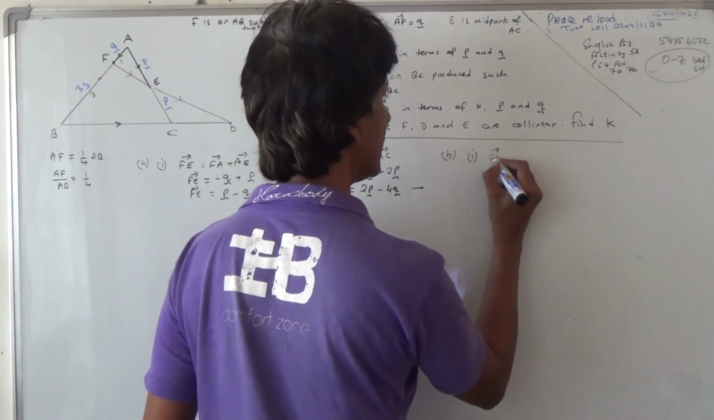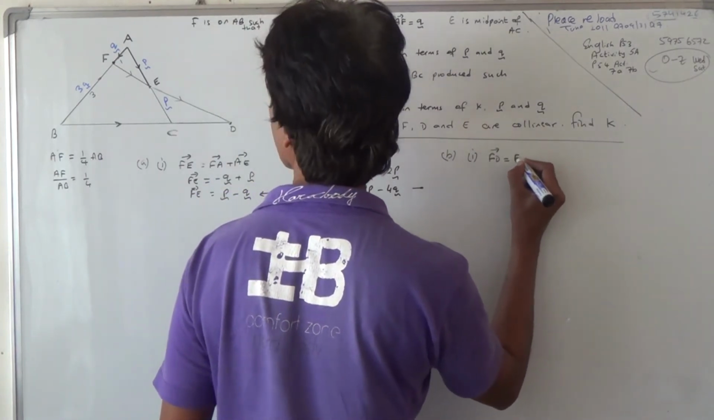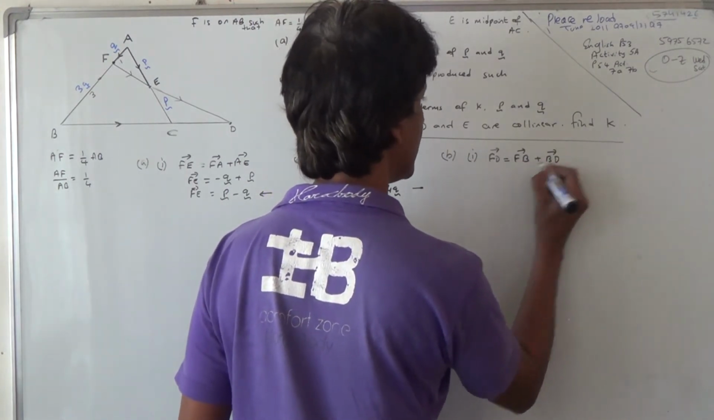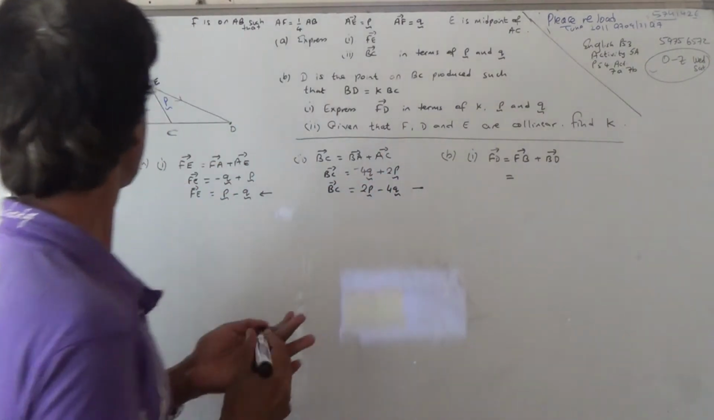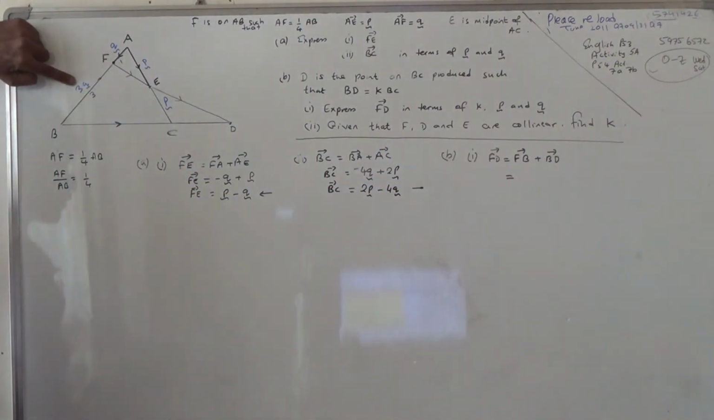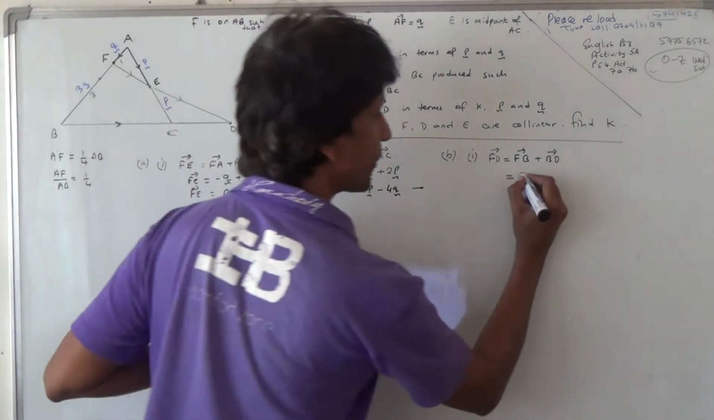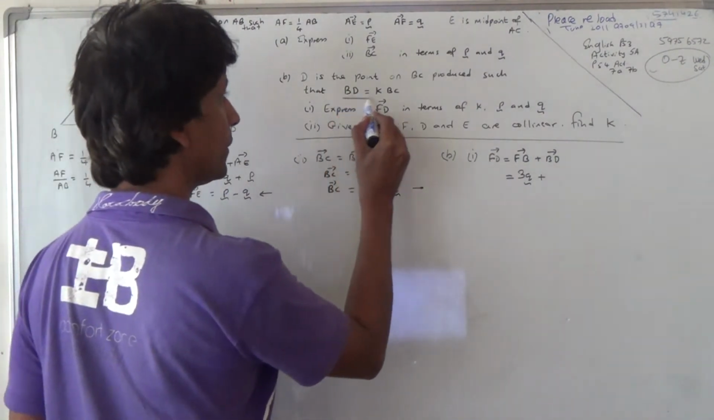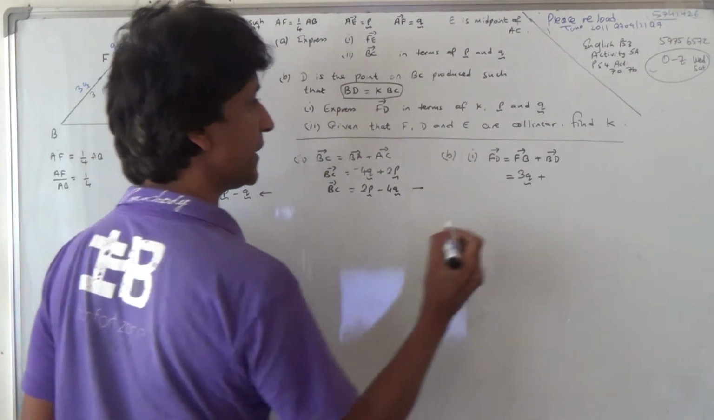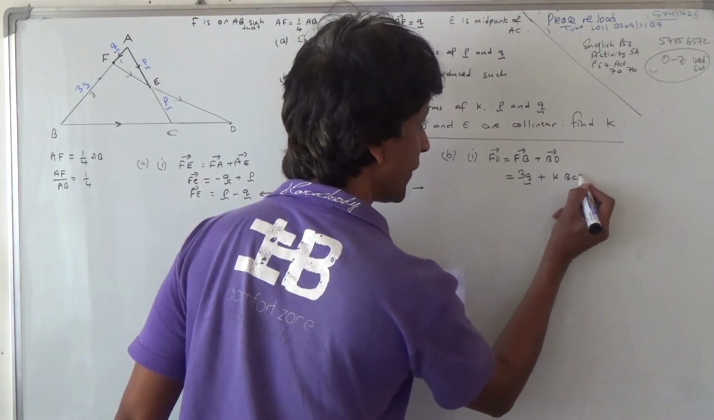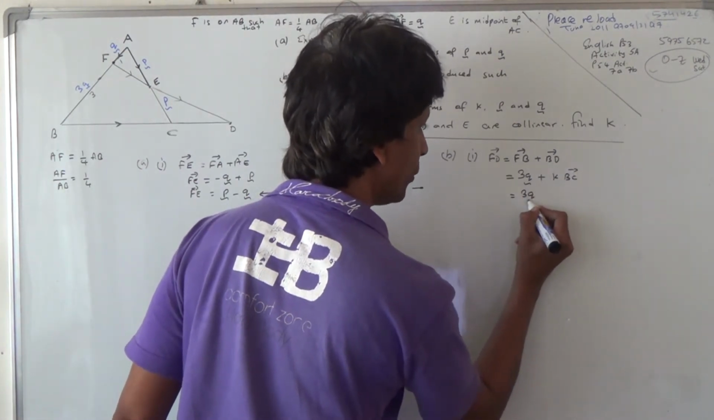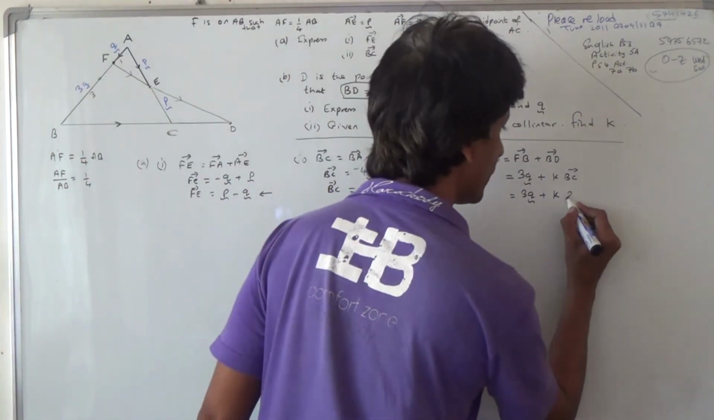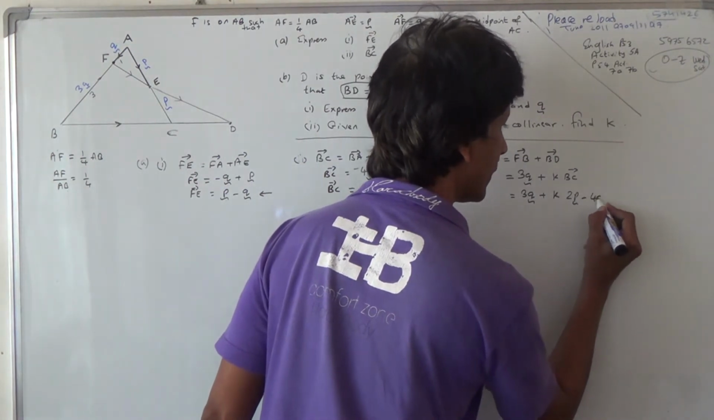FD is equal to FB plus BD. And what is FB? FB is 3Q, so we get 3Q plus BD. And BD is here, look. It's K times BC. So plus K times vector BC. So that's 3Q plus K times BC, and BC is 2P minus 4Q.